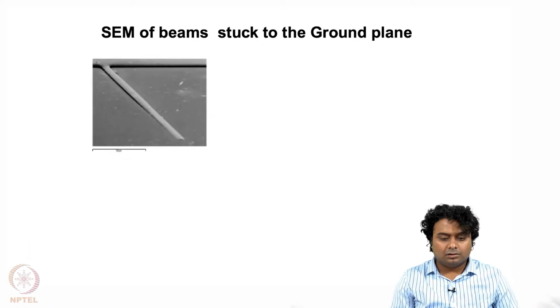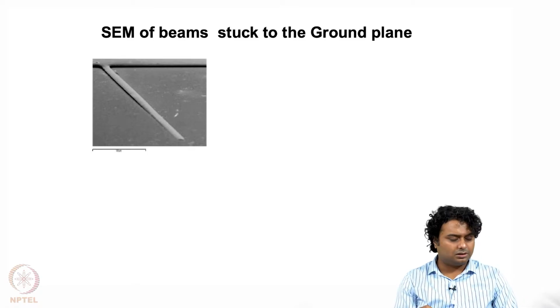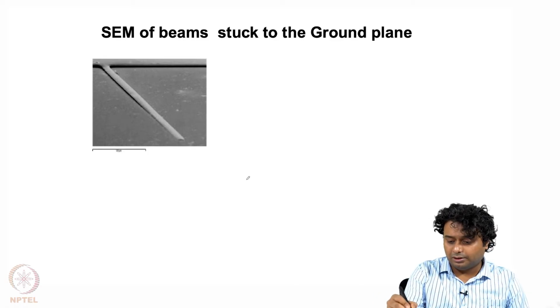So, here I am showing one of the AFM images of a stuck beam. Here you can see that on the anchor side there is a shadow, meaning there is a gap between the cantilever and the substrate, but at the tip side it is stuck to the substrate. That is why you cannot see any shadow. So, this is a real image of a stuck beam, and if you see it cross-section wise, how will it look?